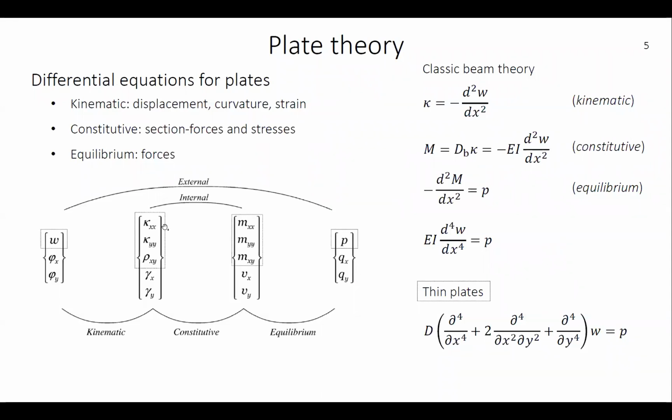We have the curvature kappa, which is the second derivative of the displacement, and this is our kinematic equation. We have bending moment, which is proportional to the curvature, like this. So this is the typical, what we call the beam equation, I suppose, which is well known. And then we have the equilibrium equations, saying that the external loads are the second derivative of the bending moments.